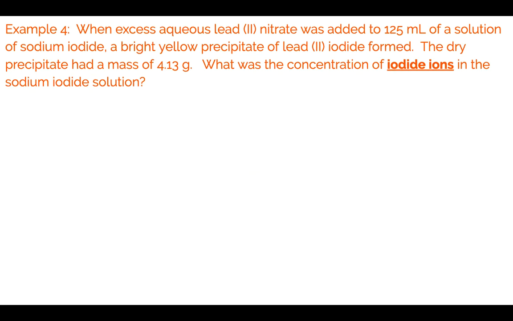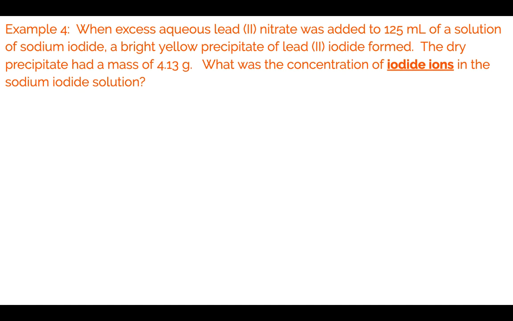Let's look at another one. There's lots of different variations of these questions. When excess aqueous lead(II) nitrate was added to 125 milliliters of a solution of sodium iodide, a bright yellow precipitate of lead(II) iodide formed. The dry precipitate had a mass of 4.13 grams. What was the concentration of iodide ions in the sodium iodide solution?